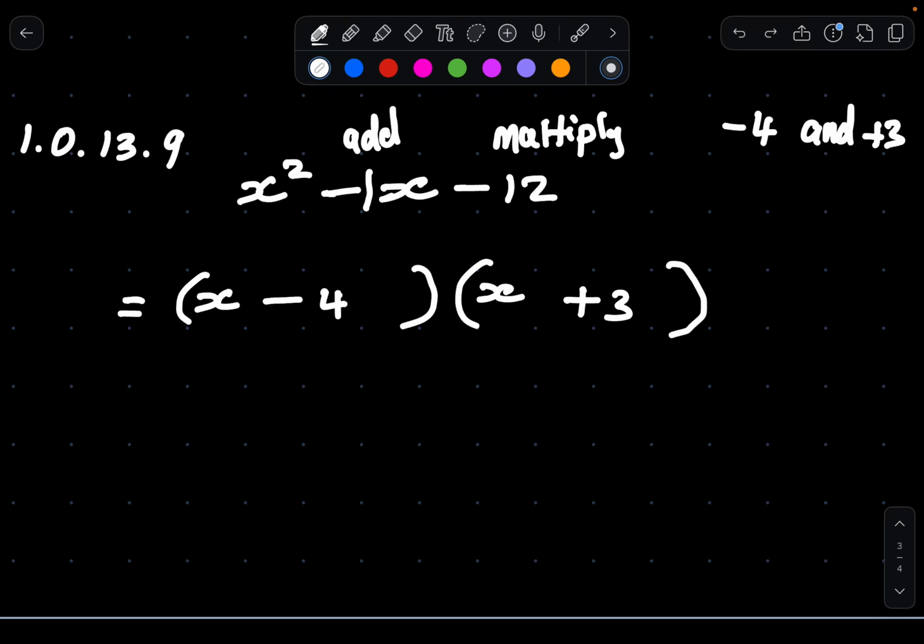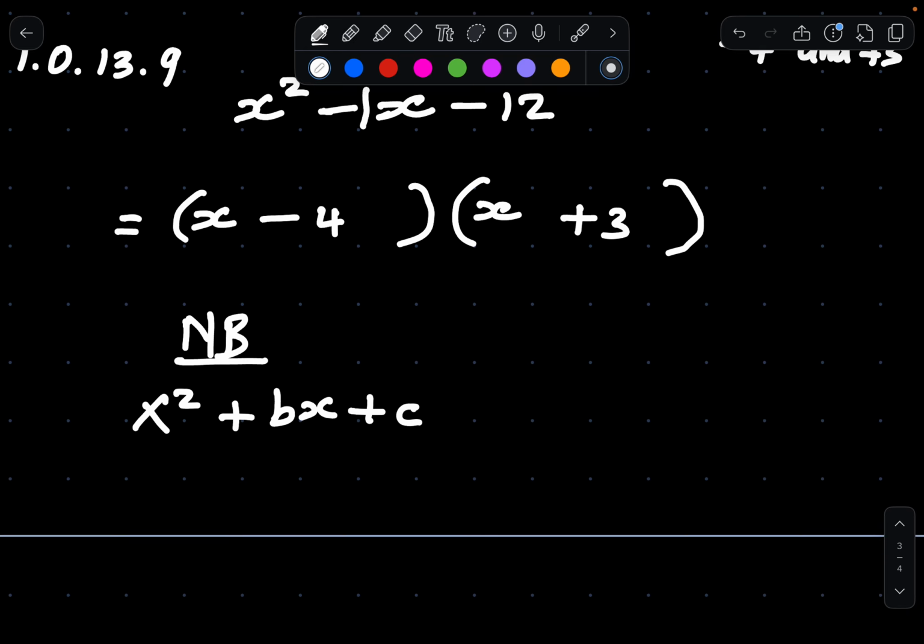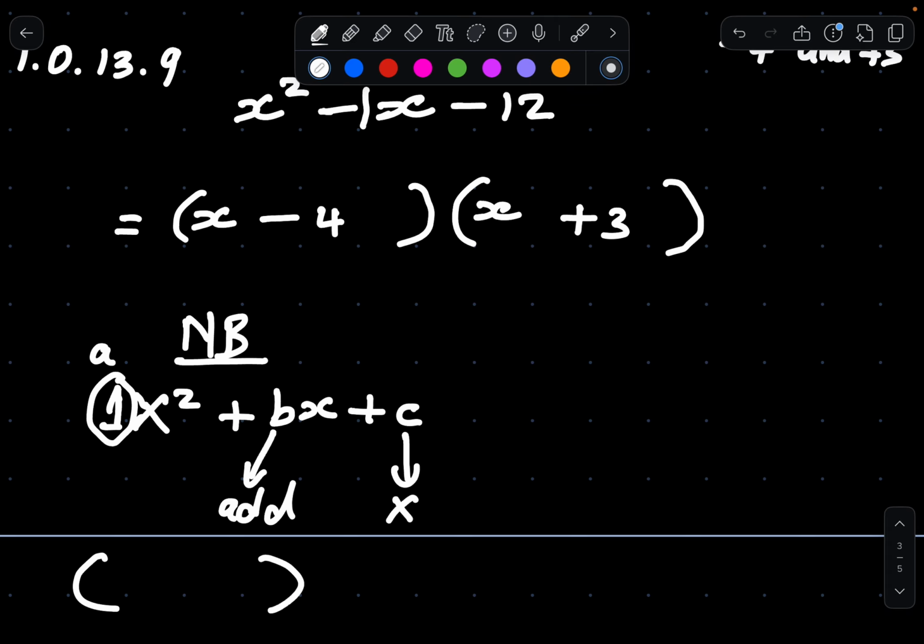So I want to leave a learner note. NB. If you have x squared plus bx plus c, as long as the a is 1, you must ensure that here you have 1. You just need to find two numbers that add to b and multiply to c. So they must add to b and multiply to c. And then you're just going to create two brackets, x, and you put those numbers there. And then that is fully factorized.